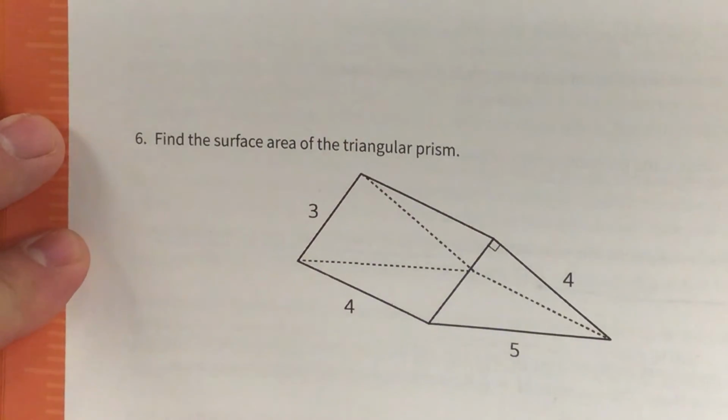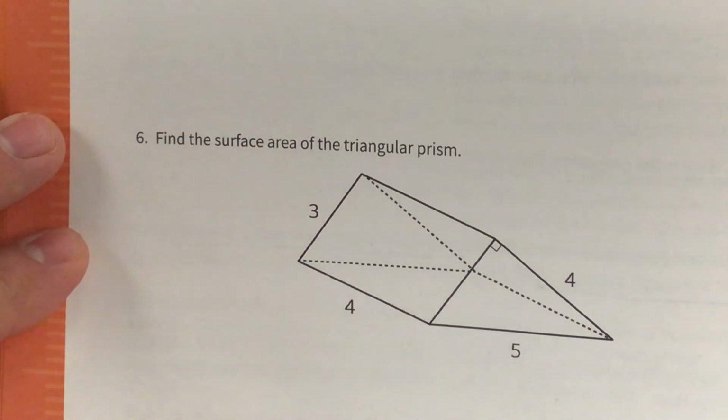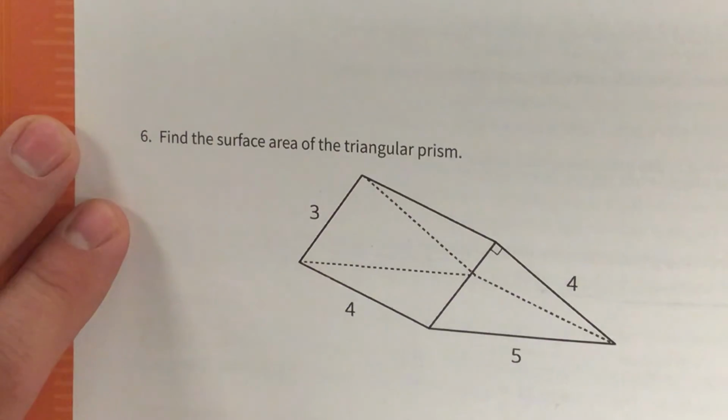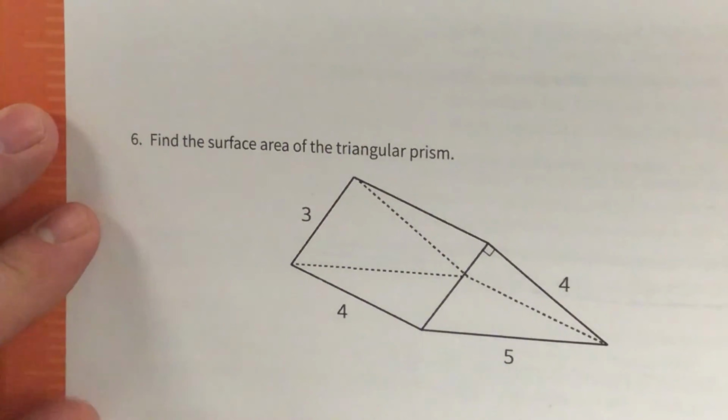Okay, and question number 6, surface area. Area of every side if you want. How many sides we got there? 5. Or you could do the perimeter of the base times the height plus the top and bottom area if you want. A couple different options since it is a prism.